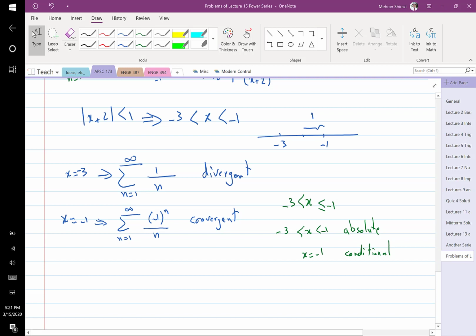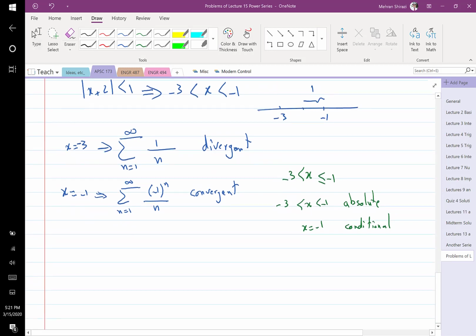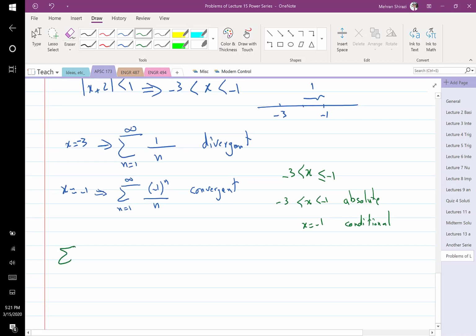Let me solve another one which has factorial. Solve question 26 from your assignment 9. This one has factorial, so it might look a little bit different, which actually is not. They're all very easy. You just do the ratio test and you check the endpoints.